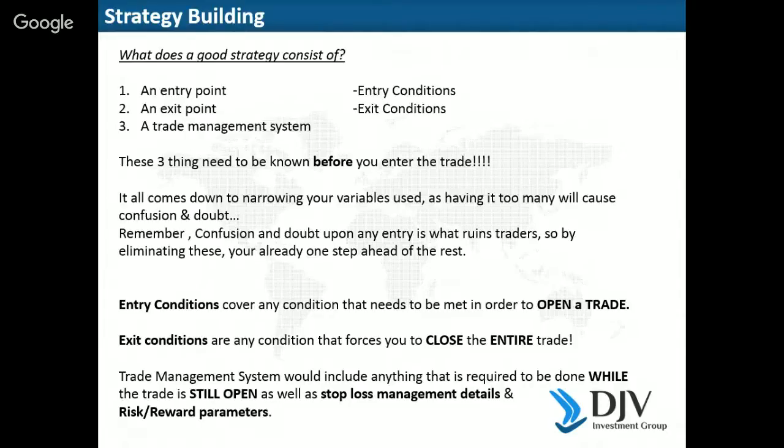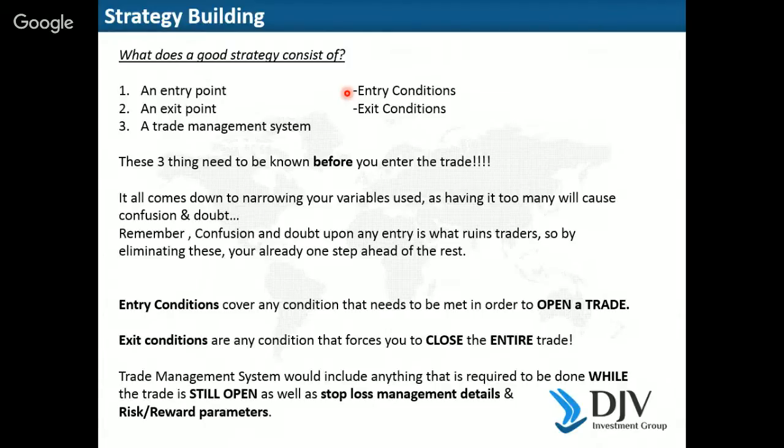Okay, now, first things first. What does any good strategy consist of? I've got it laid out here for you guys. There are three things that we look at, and each one contains a different portion of the strategy. Number one, the one we're looking at over here, is entry conditions.